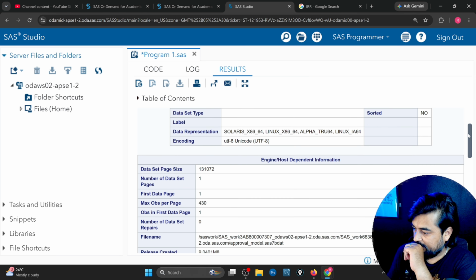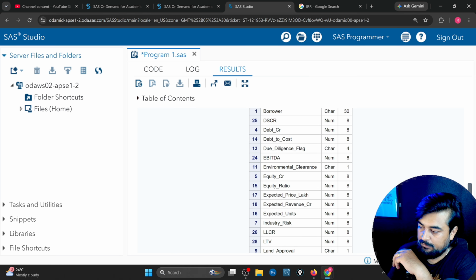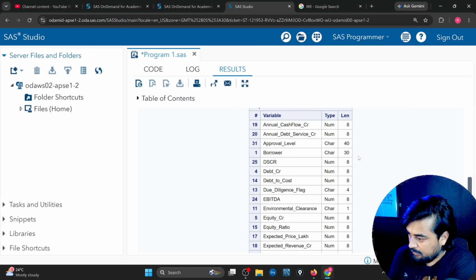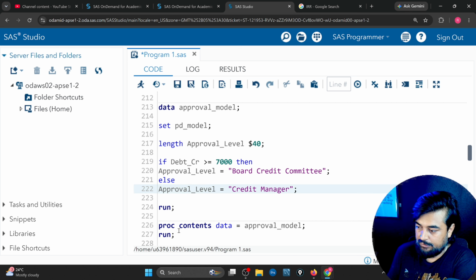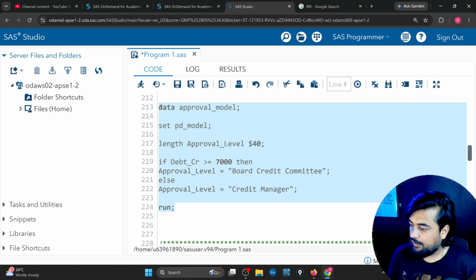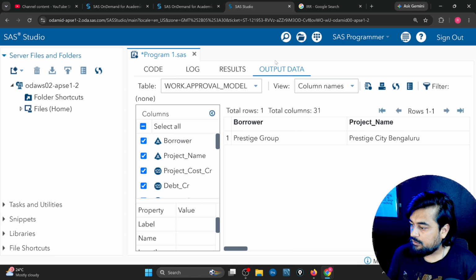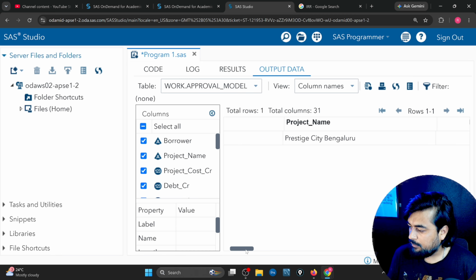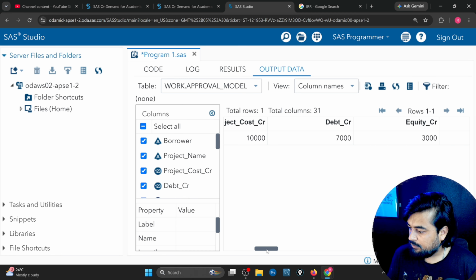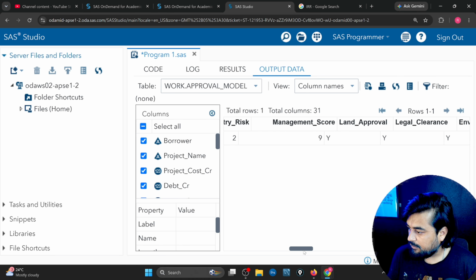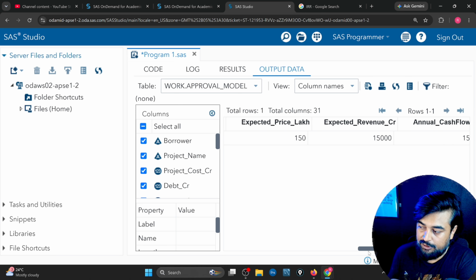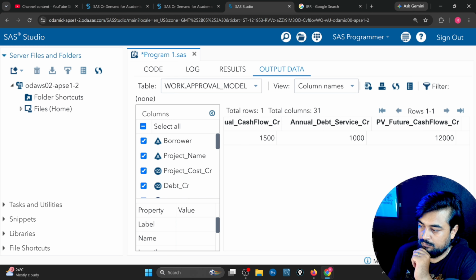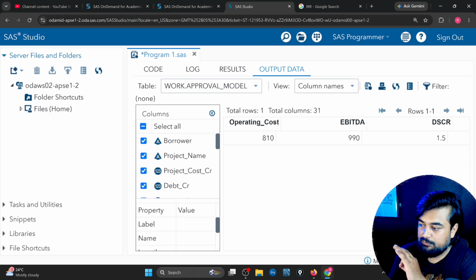But let me do one thing. So you can see the approver name should be part of this. Yeah, approver level is here, but in the output you cannot see it, right? So if I remove the proc contents and I run this, in this output data, approver name, let me slowly go right. Approver name is not coming here. There is a reason, I have already understood. Let me show it to you guys. But let me show you before that the approver name is not here. You can see all these variables are passing by, but the approver name is not coming.